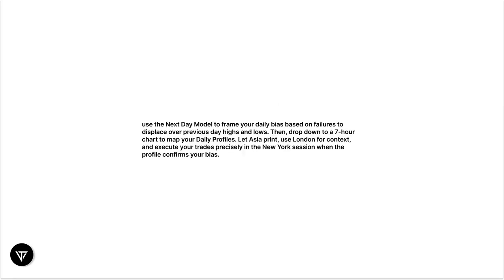To put it all together, use the next day model to frame your daily bias based on failures to displace over previous day highs and lows. Then drop down to a 7-hour chart to map your daily profiles. Let Asia print. Use London for context and execute your trades precisely in the New York session when the profile confirms your bias. If you use this system as a bridge between your ideas and your entries, you will finally start thinking and acting like a structured professional.